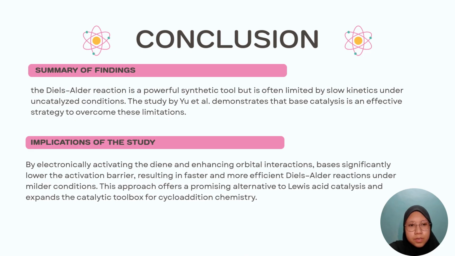So for the conclusion, the summary of findings is that the Diels-Alder reaction is a powerful synthetic tool, but it's often limited by slow kinetics under uncatalyzed condition. So the study demonstrates that base catalysis is an effective strategy to overcome this limitation. So the implication of the study, by electronically activating the diene and enhancing orbital interaction, bases significantly lower the activation barriers, resulting in faster and more efficient Diels-Alder reaction under milder conditions. So this approach offers a promising alternative to Lewis acid catalysis and expands the catalytic toolbox for cycloaddition chemistry.